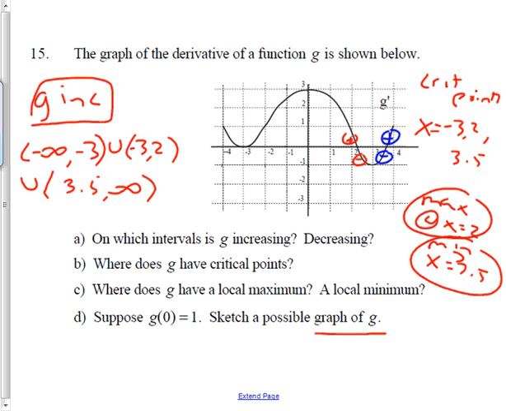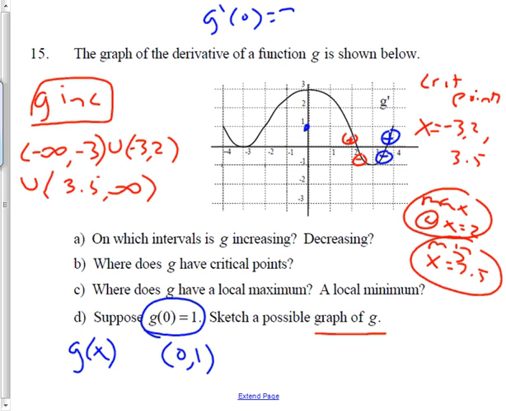And then what we need to do is, we have all that, and then it says g of 0 equals 1. So we know that our function for g of x contains the point (0, 1). So we know we contain that point. Now let's think about what's going on. We also know that g prime of 0 equals 3 from this point, which means that the slope of g of x at 0 equals 3. So let's draw in a slope of 3 roughly, something like that.